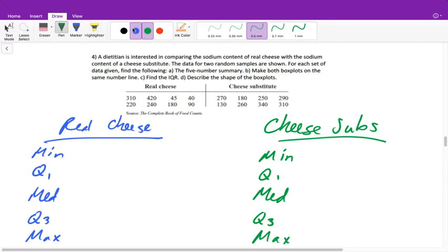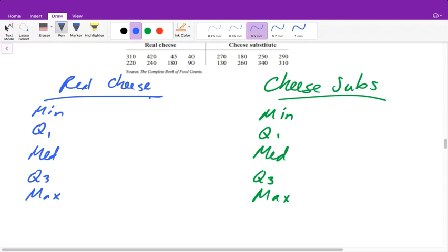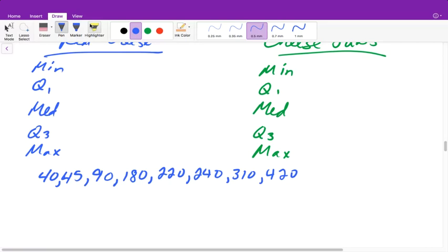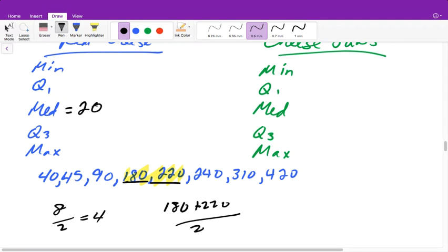So if you're going to do this by hand, the first thing that you have to do is go ahead and list these in order. So it will be 40, 45. I'm going to do this first one by hand, and then the others I'm just going to type in what I got on my calculator. 90, 180, 220, 240, 310, and 420. All right, so then to find our median for this, well, we have 8 numbers. So 8 divided by 2 gives us a whole number of 4. So that means we need our 4th digit and the digit after that. So we need to average them together for our median. Well, 180 plus 220 divided by 2 is 200. So we know our median is 200.